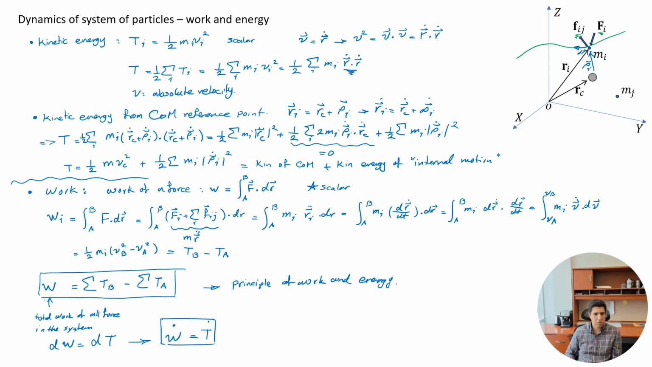And one other thing, maybe add here, W dot is called power. So we are talking about the power of all forces, internal and external, equals the rate of change of kinetic energy of the system. Okay, so that is how we define kinetic energy, work, and their relationship in the principle of work and energy.